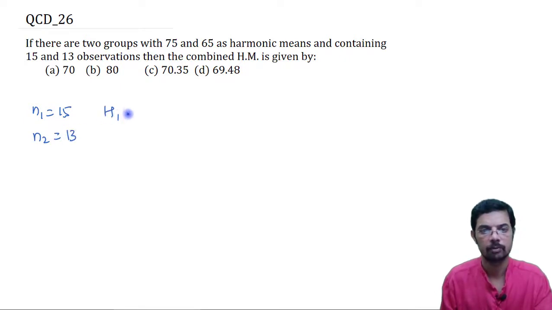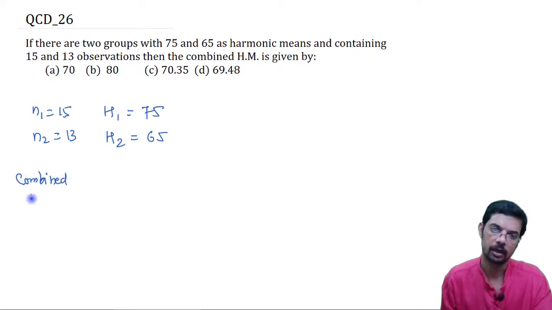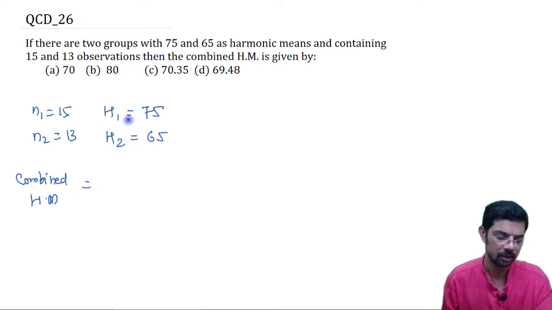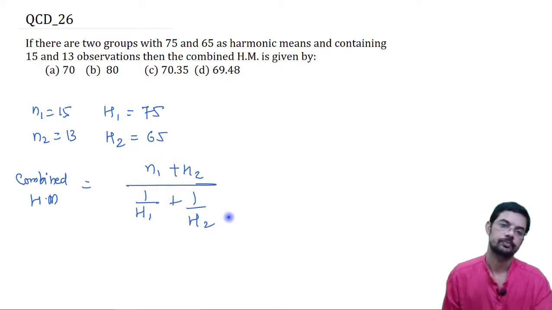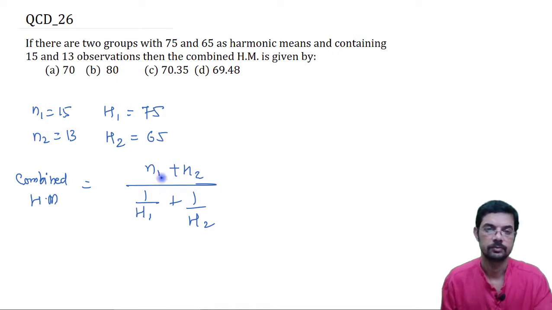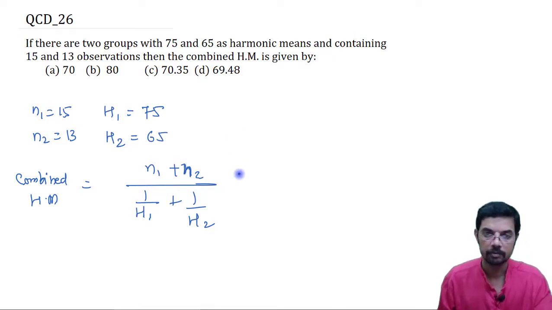The corresponding harmonic mean of the first set is 75 and the corresponding harmonic mean of the second set of observations is 65 respectively. Then we need to find out the combined harmonic mean. Very simple. It is (n1 plus n2) divided by (1 by h1 plus 1 by h2).